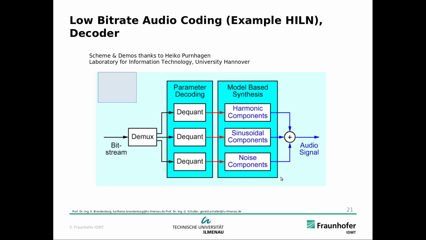Yeah, so basically the same thing again here. We have the demultiplexer, the dequantizer here, and here we have the harmonic components, regenerated sinusoidal components, and noise components. Additionally we also have harmonic components. This is basically a more efficient representation of sinusoids. If we have a harmonic structure like in a flute, then we don't need to represent the frequency of each sinusoid separately, but if we know they are in the harmonic structure, then we can reduce the side information in this way.